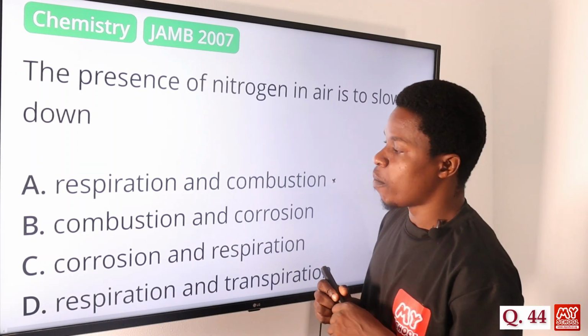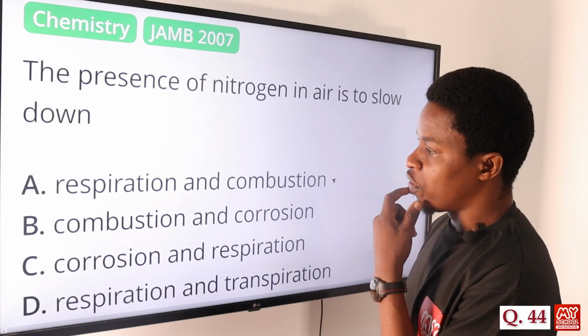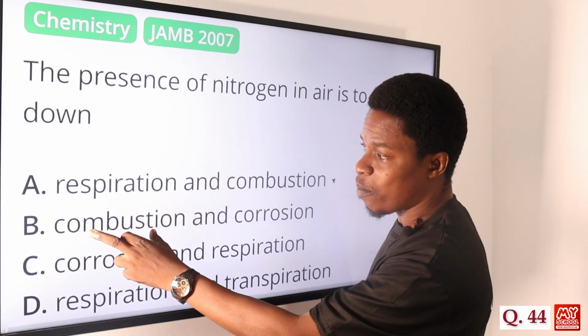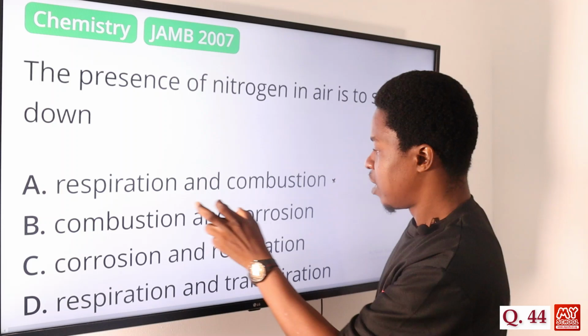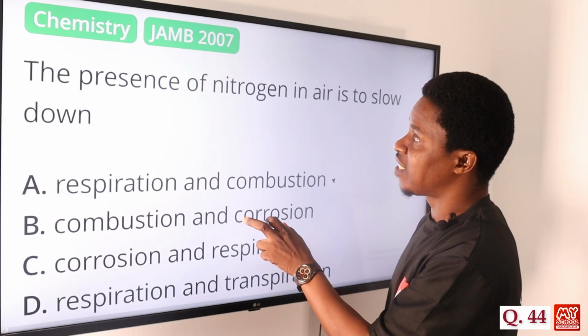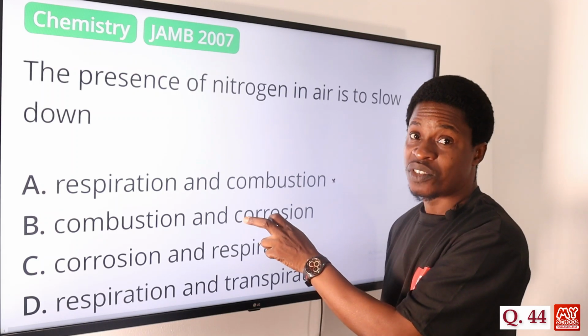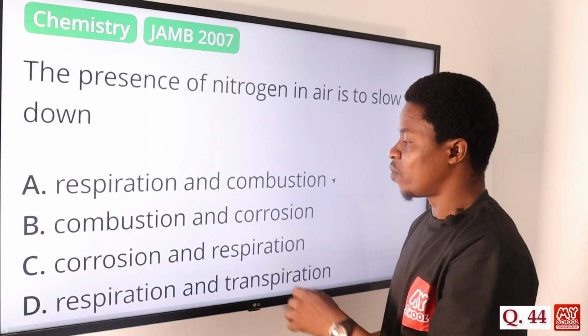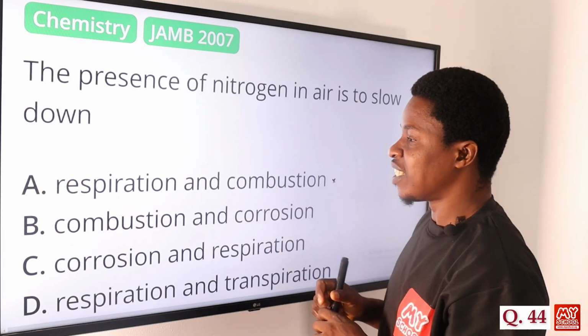Option B says combustion and corrosion. Yes, combustion, nitrogen does not support combustion, so it will slow it down. Then corrosion, yes, because nitrogen acts as an inert gas, so it's not going to support corrosion. Also corrosion will not take place, so it's going to slow down the rate of what?